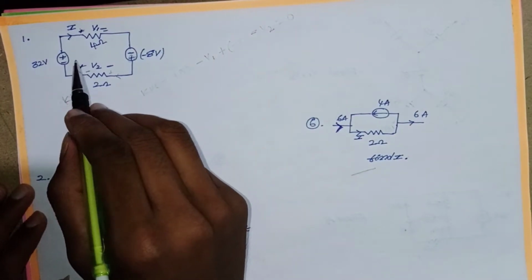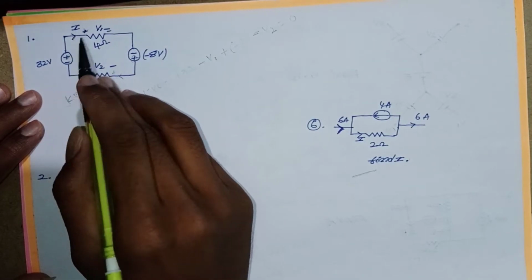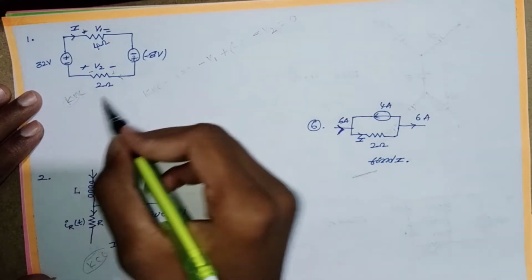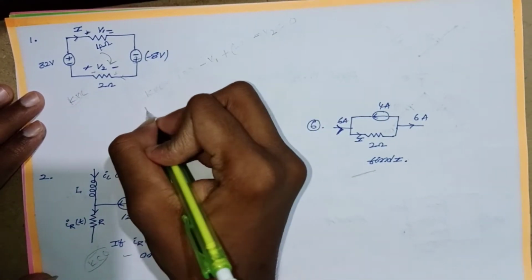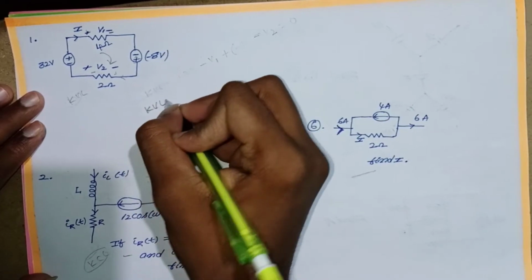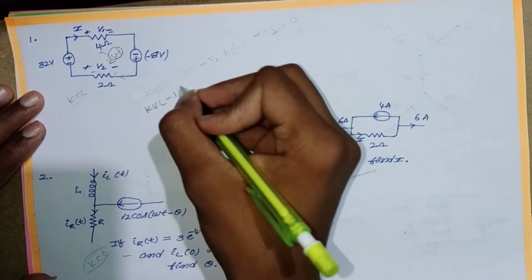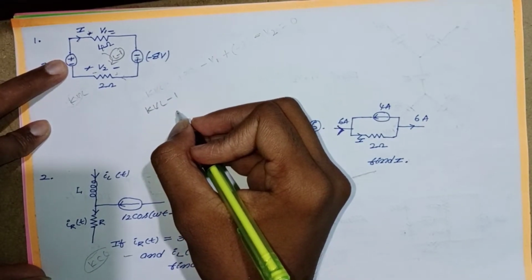First, in this, find out V1, V2 and find out I. How will you find out? First, we apply KVL in this loop. I consider loop 1. I explained the sign convention in my previous video.